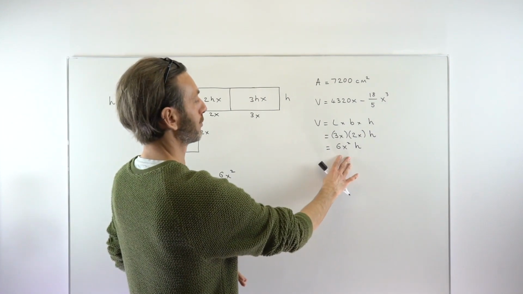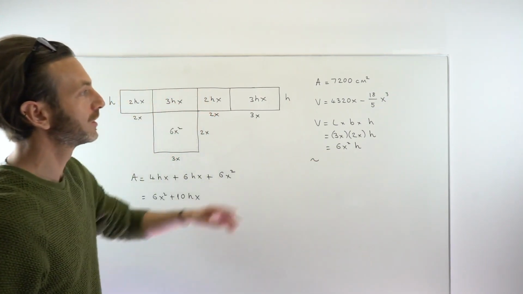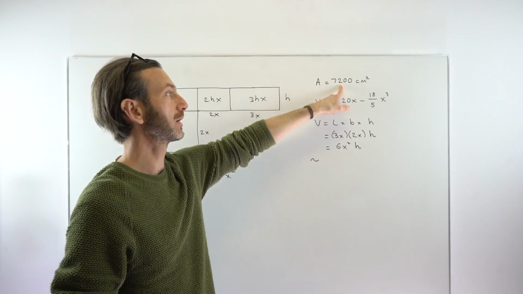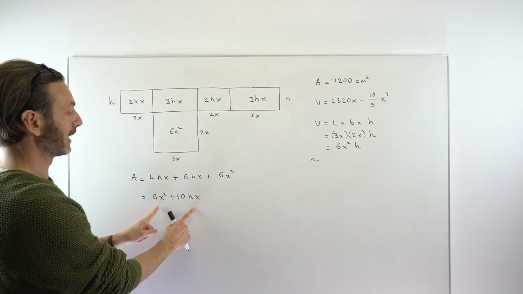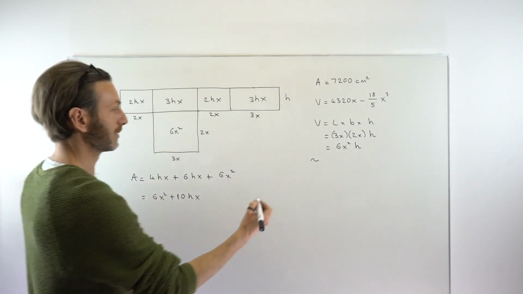So we're just going to park that bit of work just now. We'll come back to that. We need to work up something else. The other thing we need to work up is the area. They've told us the area numerically is 7,200 centimeters squared, but we know that the area algebraically is this here. So they're both the area, so we can set them equal to each other.